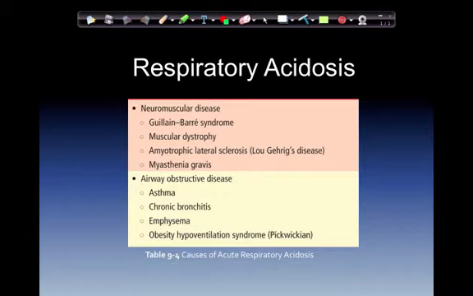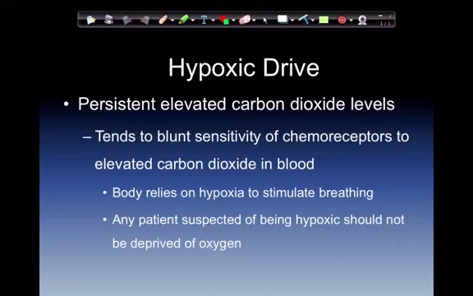Airway obstruction diseases are like asthma, chronic bronchitis, emphysema, obesity hypoventilation syndrome, or Pickwickian syndrome. The weight of the chest is too much, so we don't get ventilated like we should. Hypoxic drive: persistent elevated carbon dioxide levels, to the point where your body runs off of CO2, or as CO2 elevates, it makes your respirations increase.